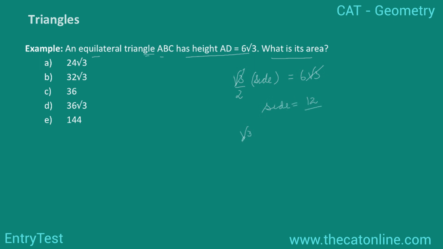The area of an equilateral triangle would be given by root 3 by 4 side square. So root 3 by 4 into 12 into 12. Now I'm not doing that calculation because I know anyways it will be cancelled out. 12 into 3, 36. 36 root 3 would be my answer for this question.